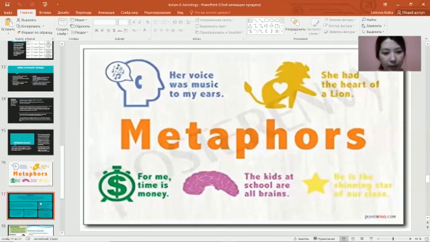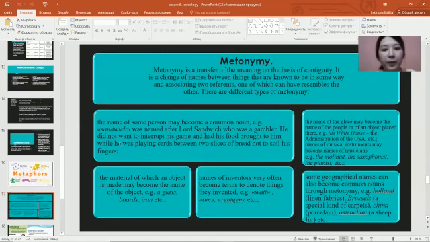Okay, next. Metonymy. Metonymy is a transfer of the meaning on the basis of contiguity. It is a change of names between things that are known to be in some way associated, associating two referents, one of which resembles the other. There are different types of metonymy. The name of some person may become a common noun. For example, sandwich was named after Lord Sandwich, who was a gambler. Gambler means a person who plays gambling games.